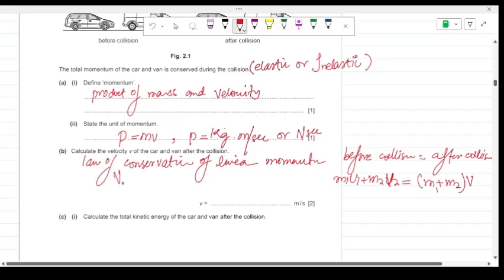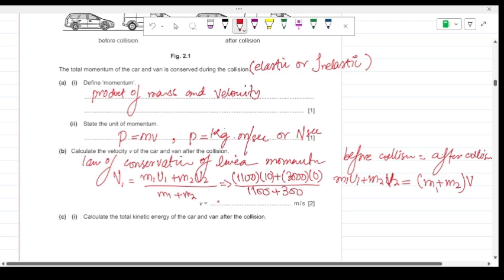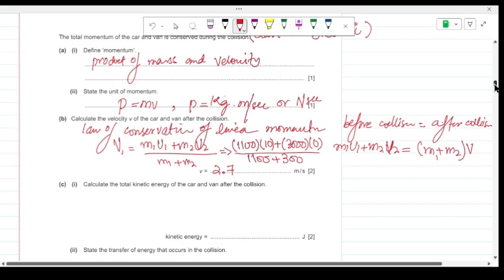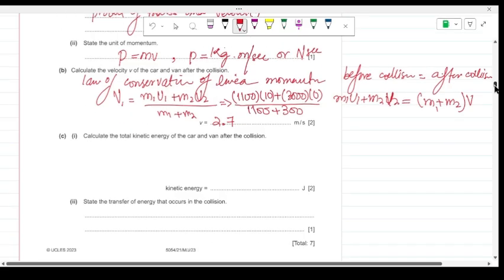Now plug in the values and calculate the value of v. We can write the formula here: v is equal to m1 u1 plus m2 u2 divided by m1 plus m2. So by plugging in values, m1 is 1100 multiplied by u1, which is 10, plus m2, which is 3000, multiplied by 0, divided by 1100 plus 3000. When you do the maths, you get the answer, which is 2.7 meters per second. 2.7 meters per second is the velocity of the objects after the collision, or they have a common velocity of 2.7 meters per second.